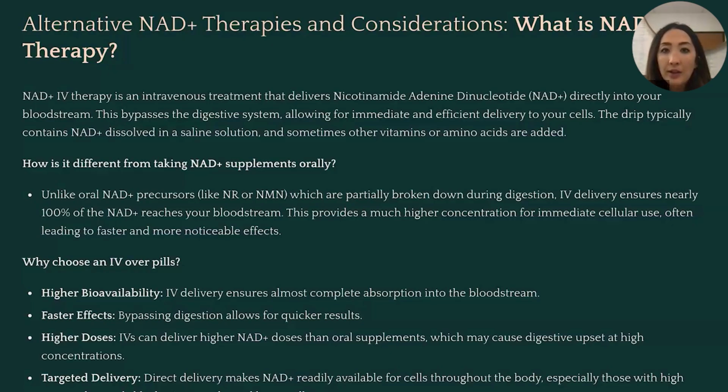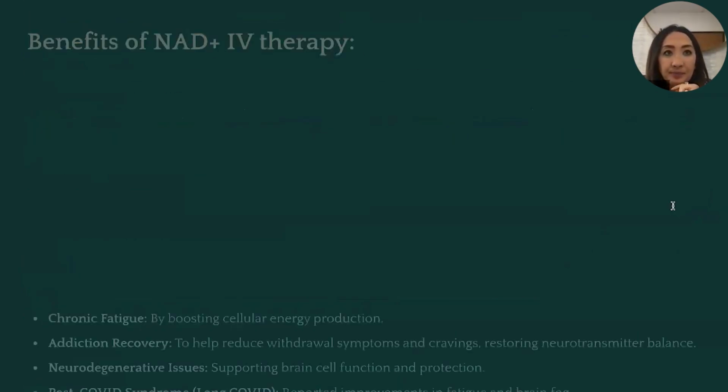You can get a higher dose. And like I said, it's just targeted delivery. Direct delivery makes NAD readily available for the cells. It doesn't need to be converted from something like niacin or nicotinamide riboside into the NAD. It's just already there. It's ready to do its job. So that would be one of the other options when it comes to NAD.